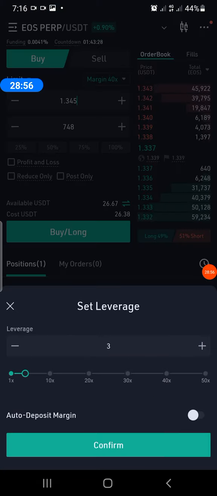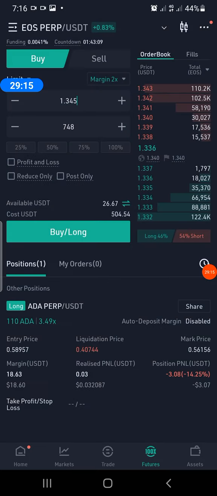Like I know you can use... I normally suggest 2x or 5x. From 2x to 5x is moderate. Some kind of traders will use 10x, 7x. 10x is okay, but it is a bit risky. So I'm using 2x. Confirm.